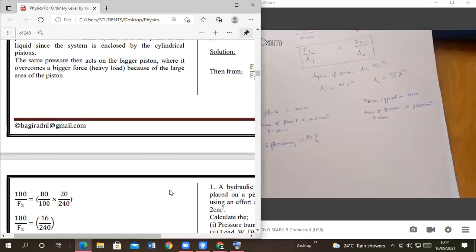So if the hydraulic press is going to work at 80%, that means that we shall have 80 out of 100. So it is not working at 100%. Its efficiency is not at 100%, but it is at 80%.